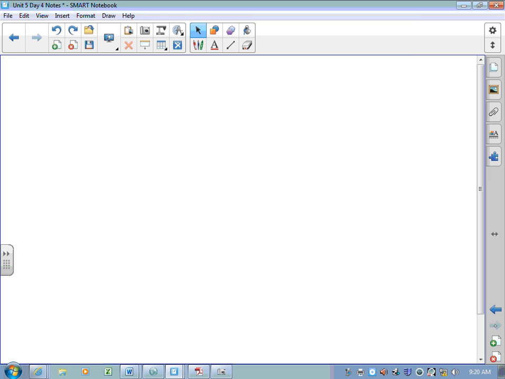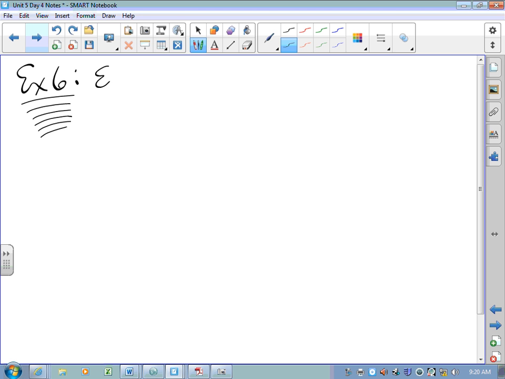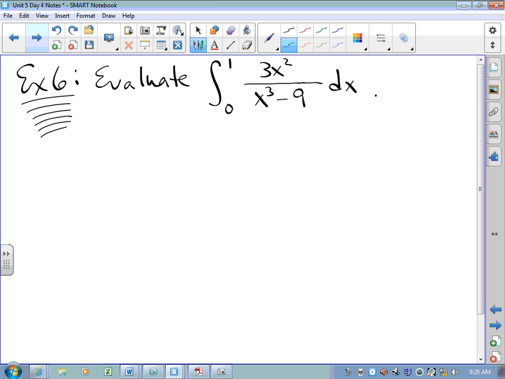All right, I'll go one more. That was 5, this is 6. I'll go one more and we'll call it a video. Going to do the integral from 0 to 1 of 3x squared over x cubed minus, oh heck, 9. Boy, I hope this works.